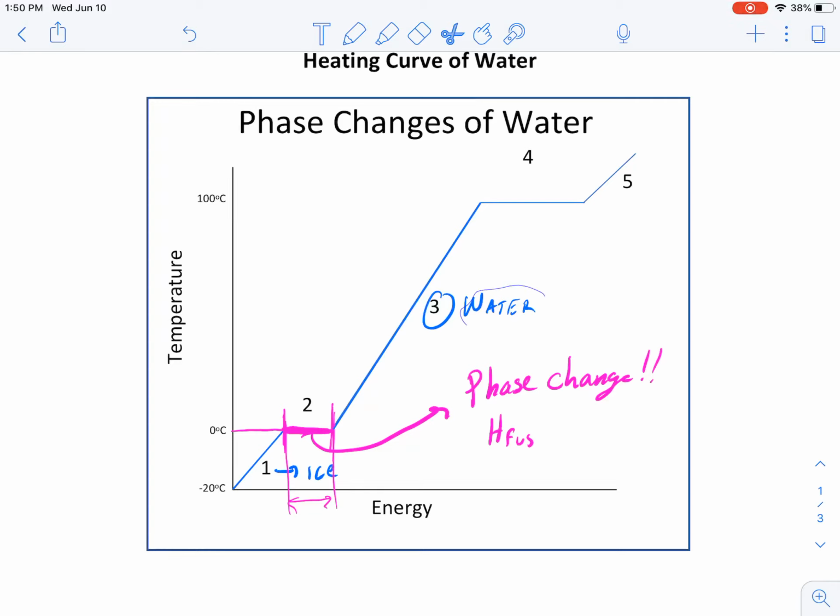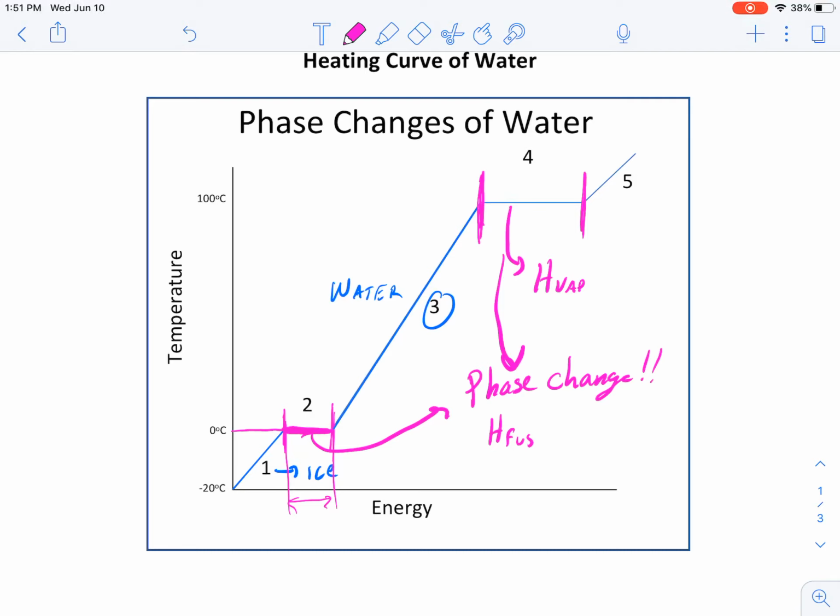I might move that over here. We have water in phase 3, or in section 3 here. That water is just normal water. Between 0 and 100 degrees Celsius, you have water. But then when you get to 100 degrees Celsius, the same thing happens, where it's changing phase. This is going to be H vaporization. It's another phase change.